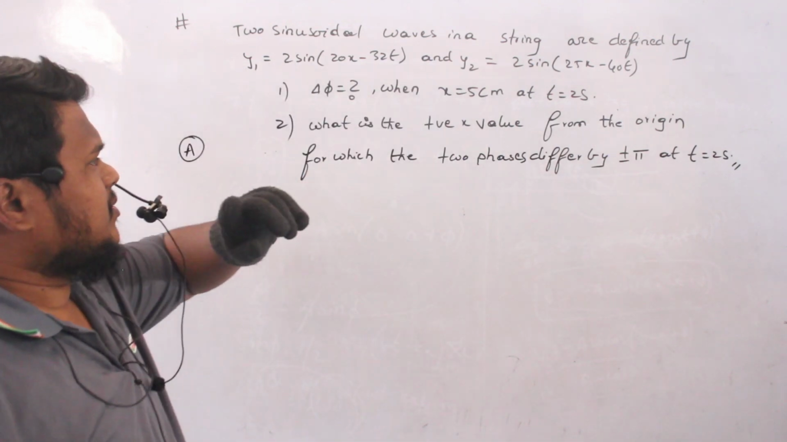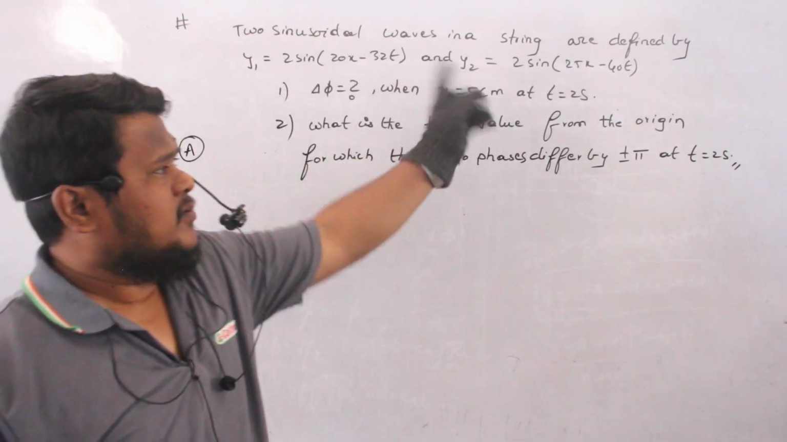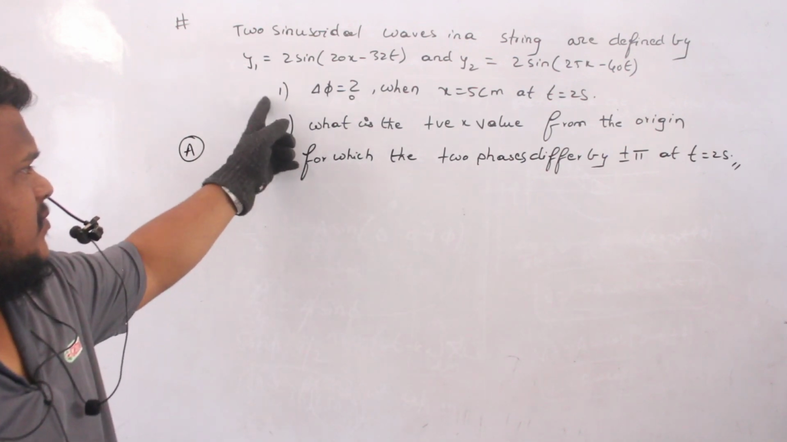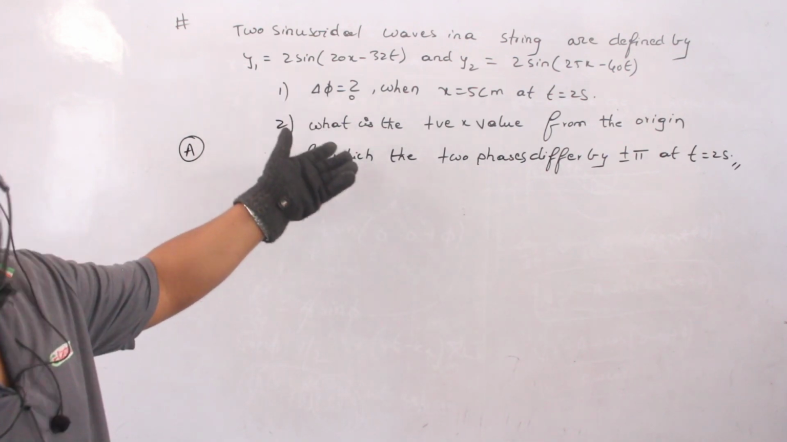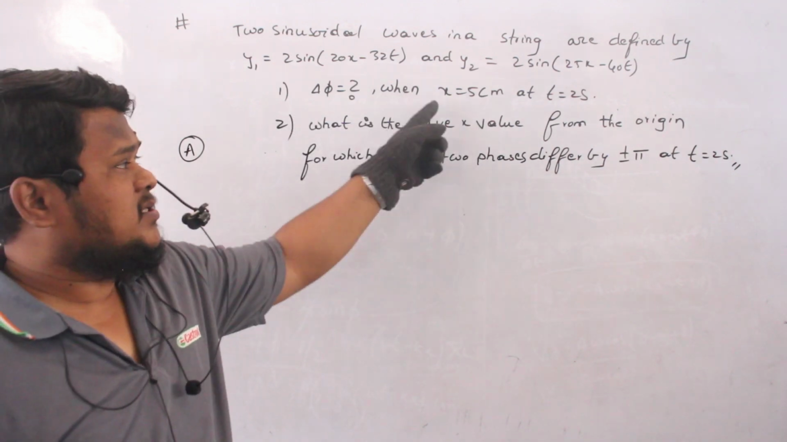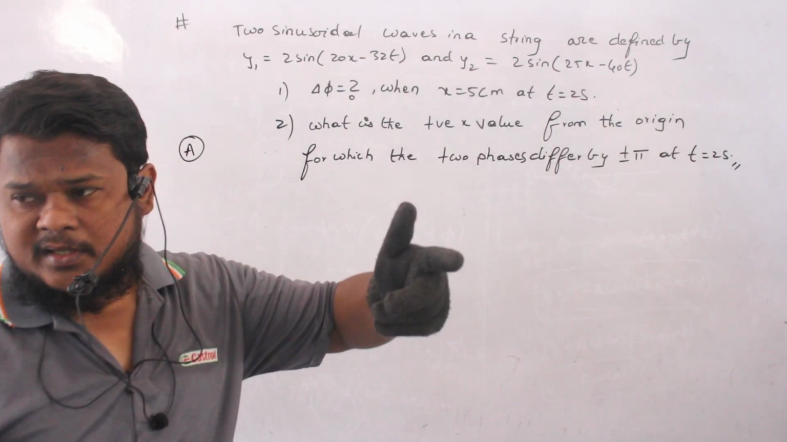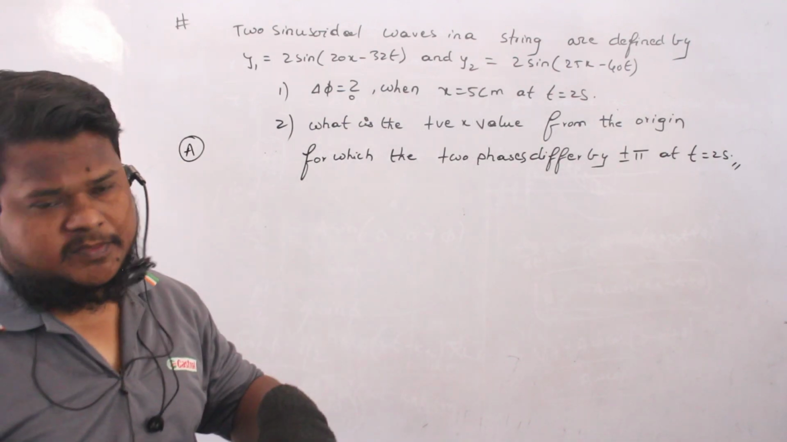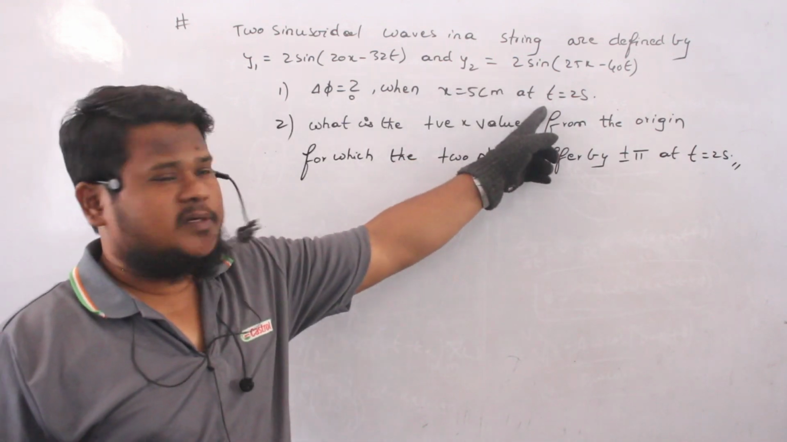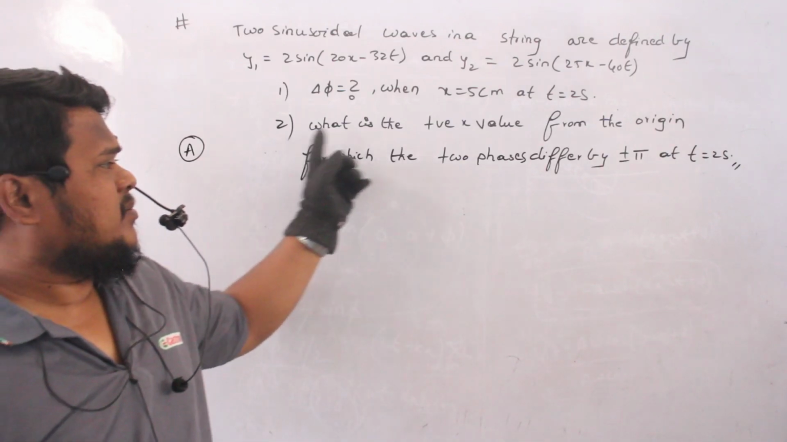Now let us see this question. Two sinusoidal waves in a string are defined by this relation and this relation. What is being asked is the phase difference when x is equal to 5 centimeters and time is equal to 2 seconds. Clear now? Already we have studied that the wave equation depends on two factors, displacement as well as time.